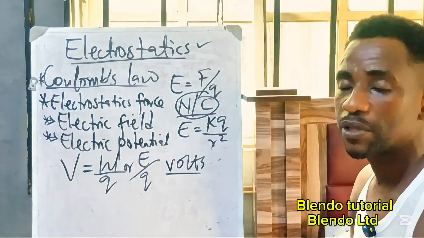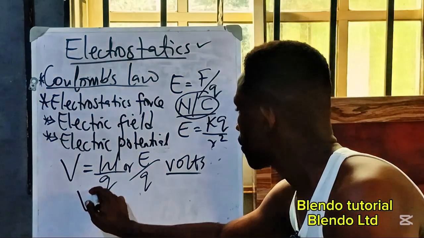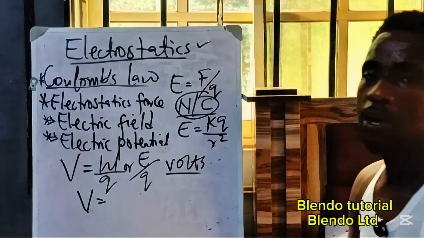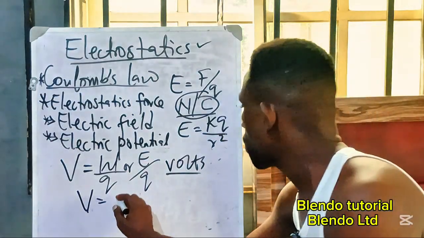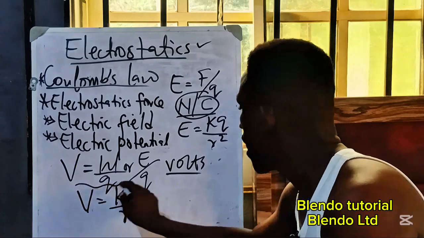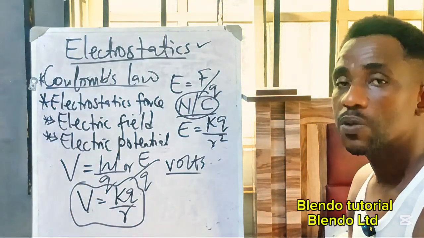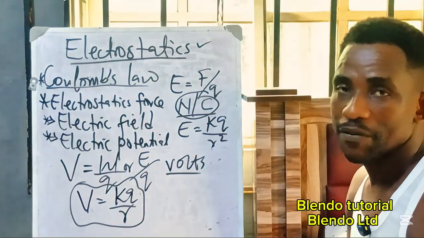However, electric potential V due to a point charge is equal to KQ over R. Electric potential due to a point charge is equal to KQ over R.